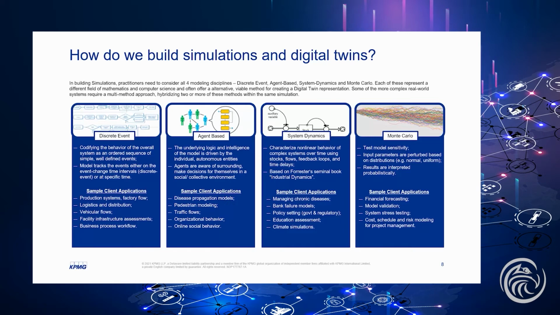And then finally, we have Monte Carlo. This set of techniques allows for probabilistic characterization of behavior and is most often used in combination with the other three in order to test parameter space and model stability. The key takeaway here is that each discipline in reality represents a different field of mathematics and can constitute an alternative, viable way to build a simulation. But in practice, the best results are usually achieved by hybridizing those techniques within the same model.